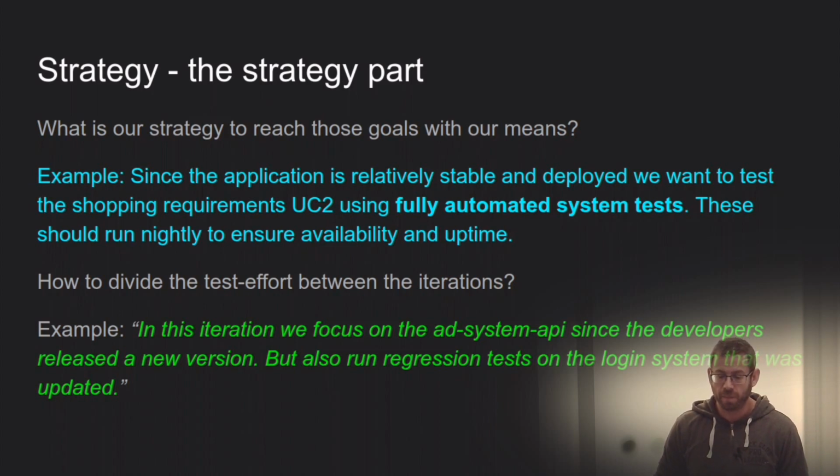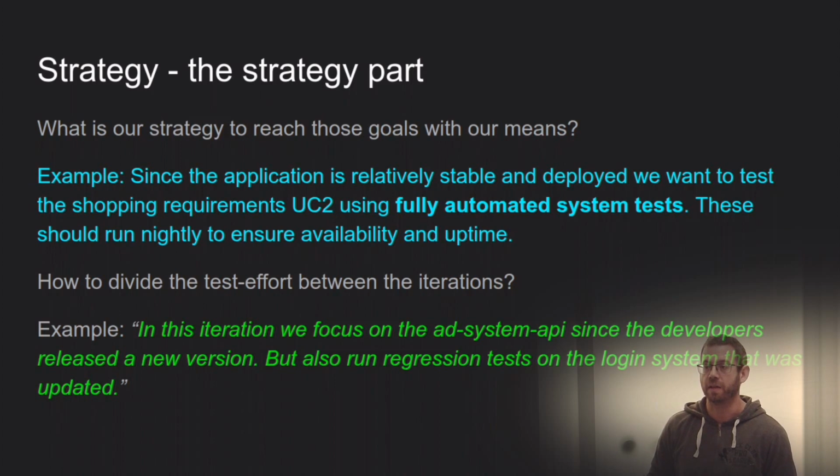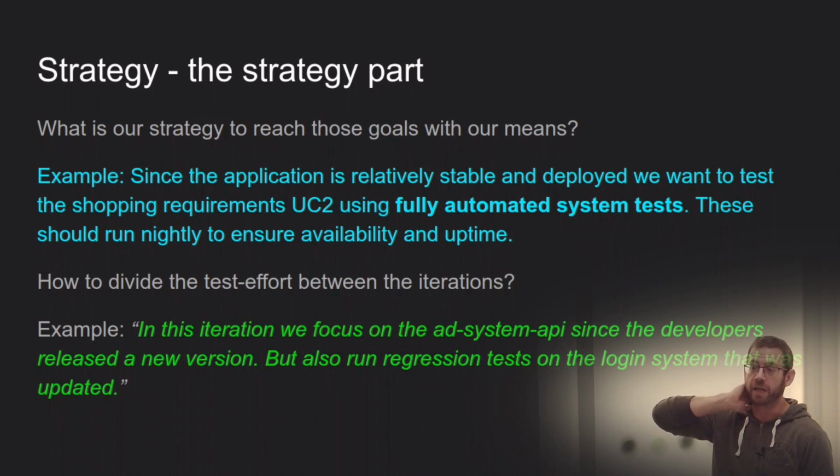So the example: since the application is relatively stable, and deployed also, we want to test the shopping requirements in use case 2 using fully automated system tests. These should run nightly to ensure availability and uptime. So that was the strategy that I came up with for this web shop. We have not spoken about use case 2, but you're connecting the different testing goals with the means, and you're solving the problem really.